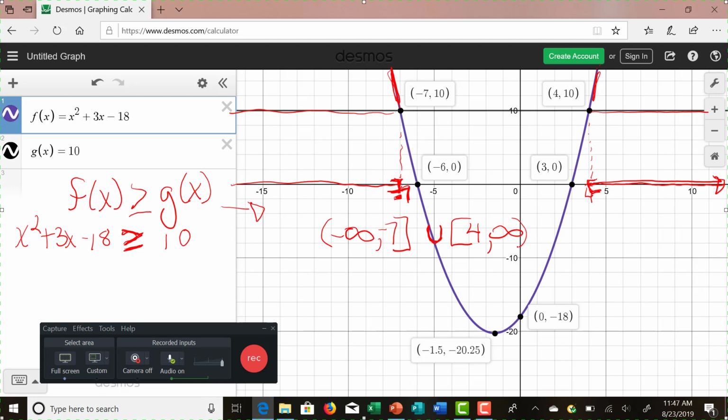And that's how you would take a look at them. You want to determine if you want to know when something is greater than or less than, whether you include the points where they're equal, like we did in this one. We did include the points where they were equal. And then you determine if you want the section of the graph where one of them is above or below on your picture.